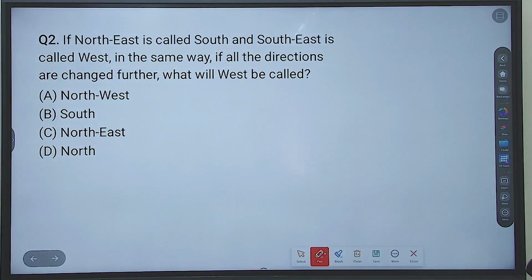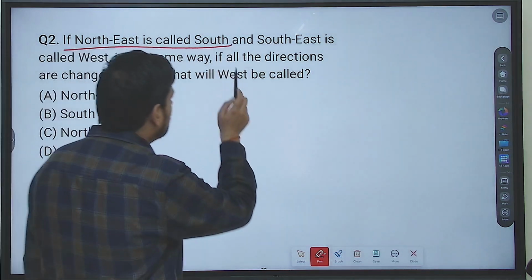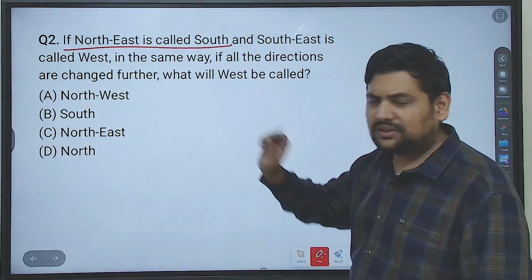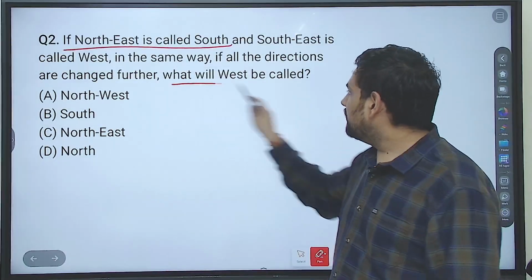Yeah, so this is if northeast is called south. Okay, that much only we need, others we don't need. Finally what is asked, what will west be called as?